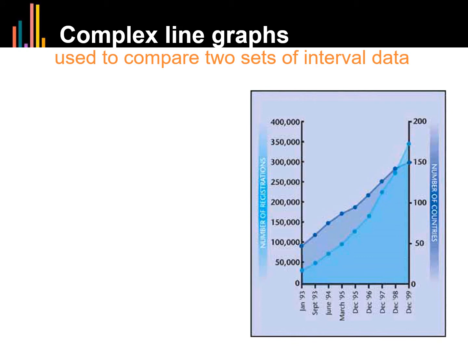And you can do a complex line graph where you have two sets of data and you compare them. So this one you can see the dark blue is the number of counties and the light blue is the number of registrations and how they crossed each other.